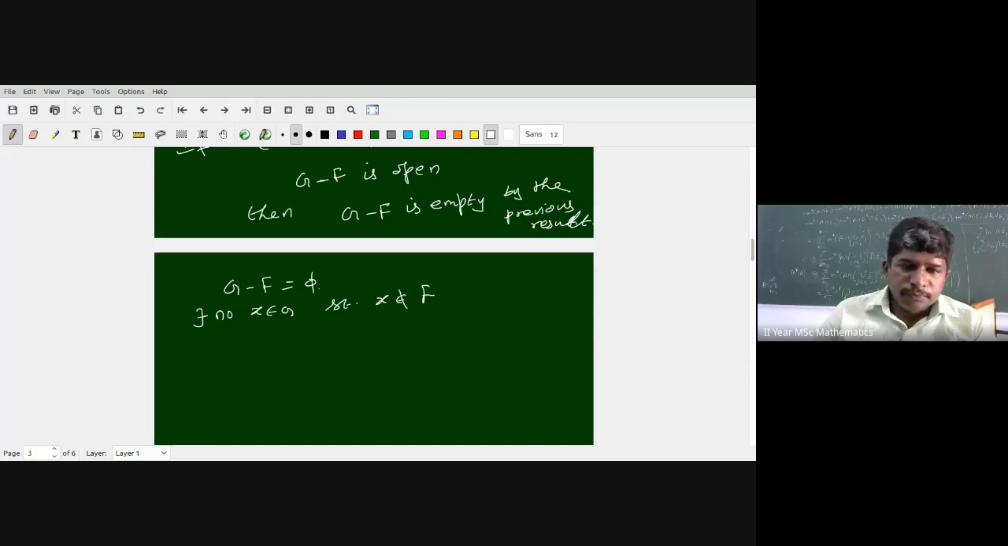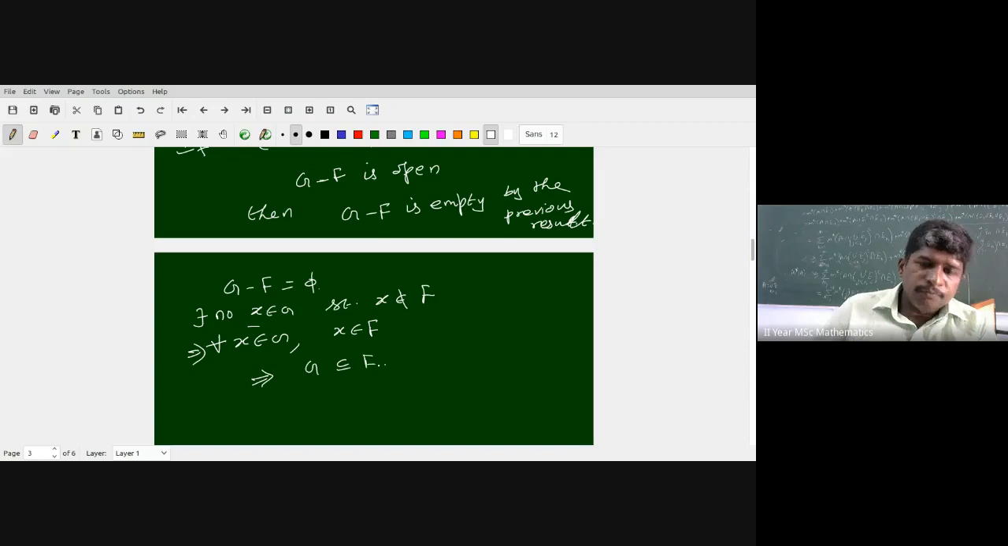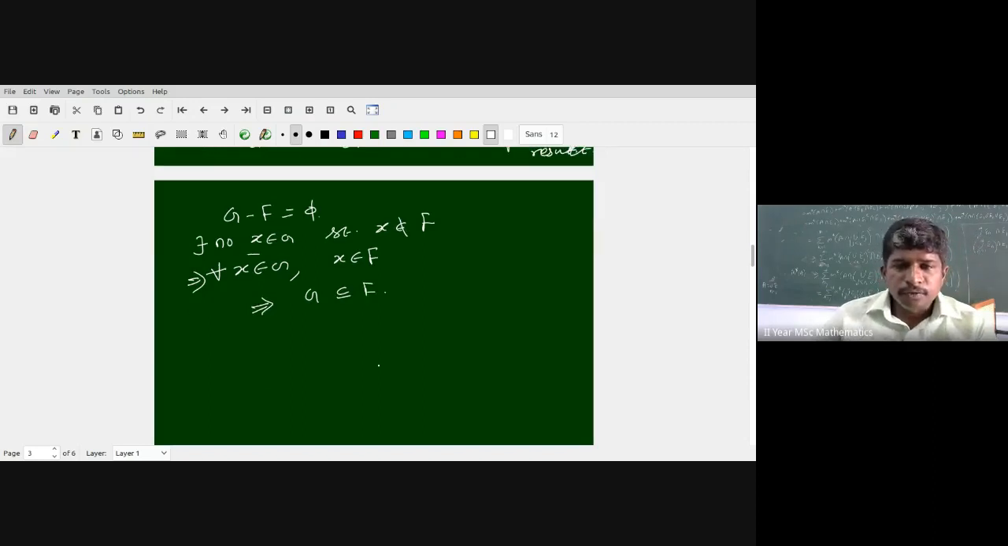The negation of this statement is: for all x in G, x belongs to F. This implies G is a subset of F. Elements of G not in F: nothing. Okay, so F is closed, and G is contained in F. What about G bar? G bar is contained in F itself, because F is closed, therefore F equals F.